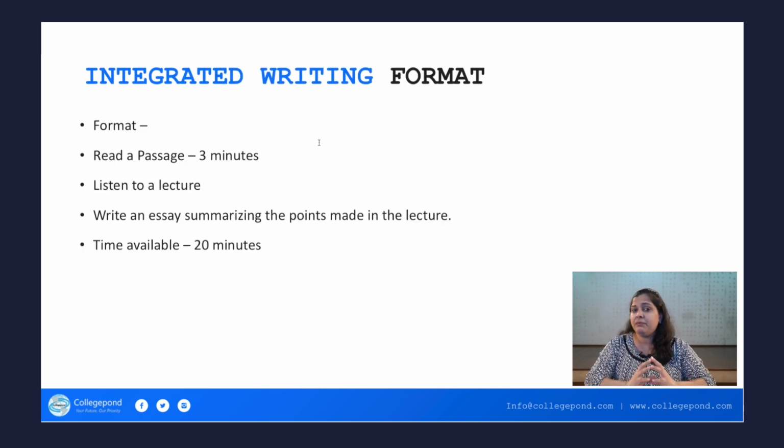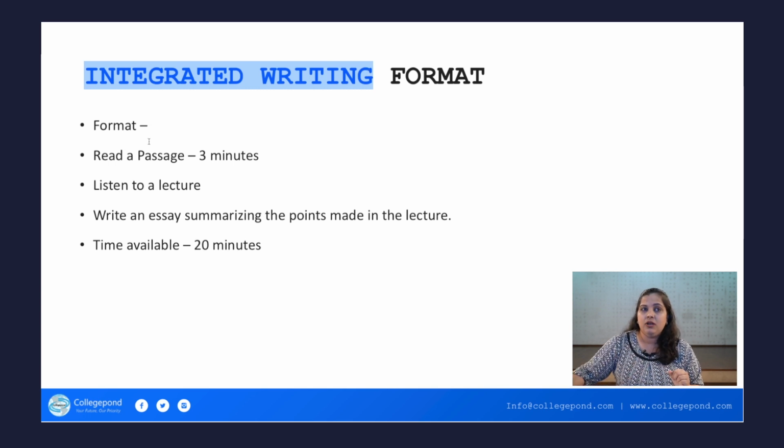Now let's delve deeper into the first task. The first task actually is the integrated writing task. What it actually means is that you will be combining two of your skills. So the first skill is reading, so you will read a passage. You will get around 3 minutes to read this passage, so you'll have to quickly make sure that you write and take notes while you're reading as well.